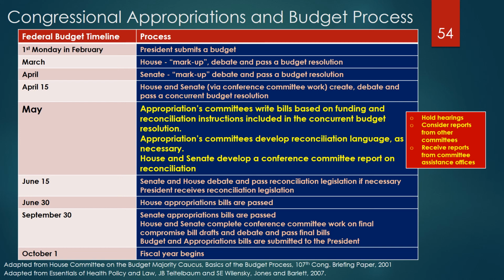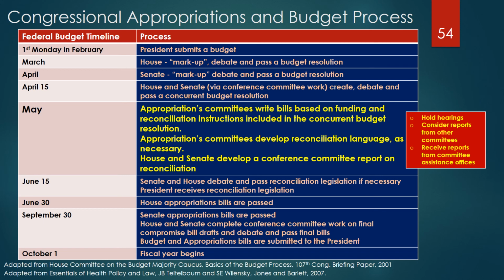In May, the Appropriations Committees write bills based on funding and reconciliation instructions included in the concurrent resolution. The Appropriations Committees make decisions on bill content regarding discretionary funding and changes in laws that will impact mandatory spending to meet budgetary goals as outlined in the concurrent resolution.